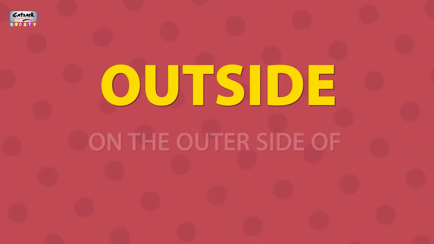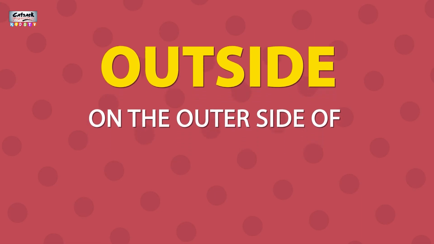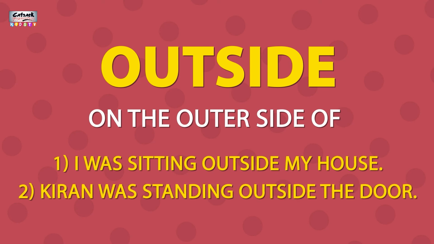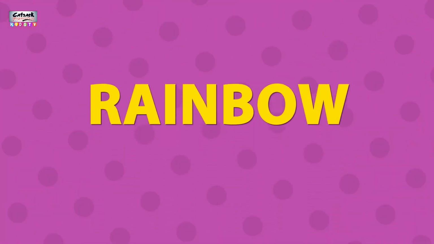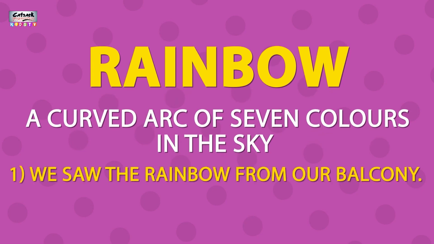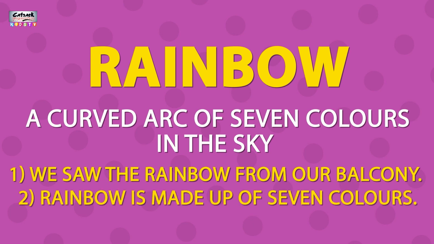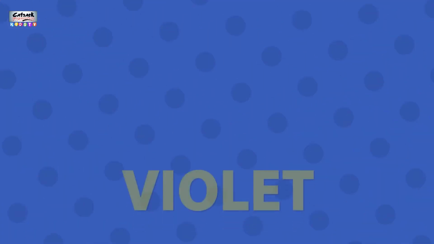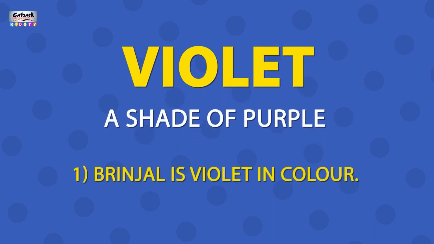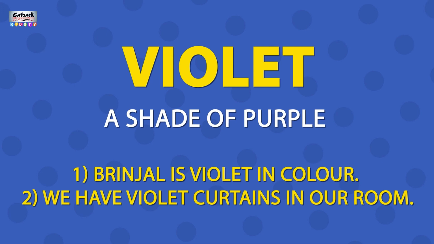Outside, on the outer side of. Example sentences. Number 1. I was sitting outside my house. Number 2. Kiran was standing outside the door. Rainbow, a curved arc of 7 colors in the sky. Example sentences. Number 1. We saw the rainbow from our balcony. Number 2. Rainbow is made up of 7 colors. Violet, a shade of purple. Example sentences. Number 1. Brinjal is violet in color. Number 2. We have violet curtains in our room.